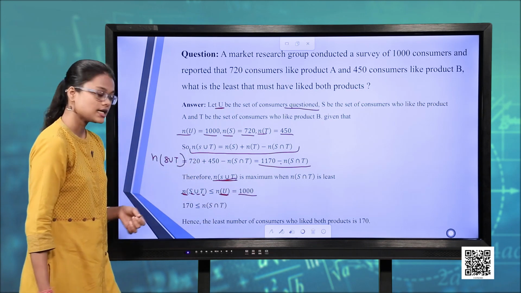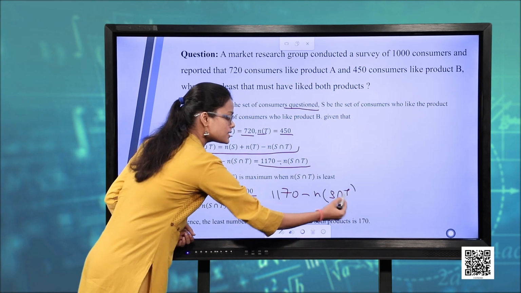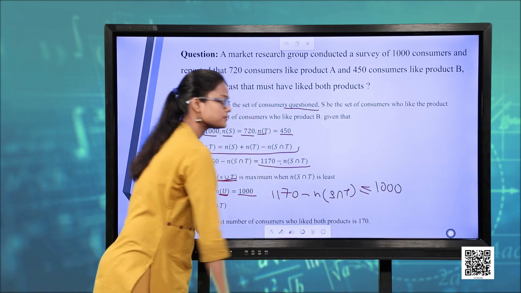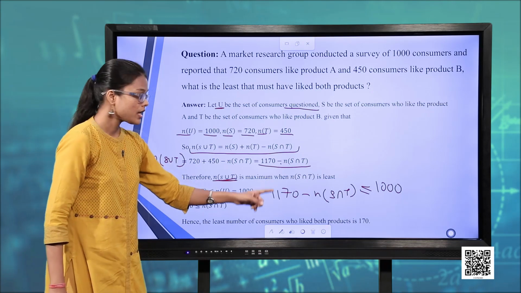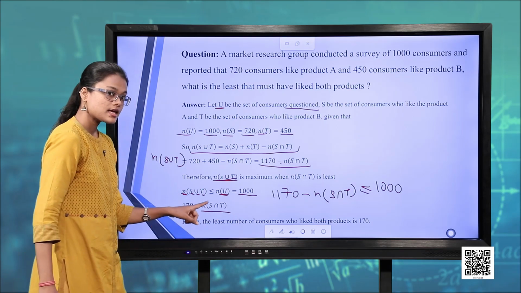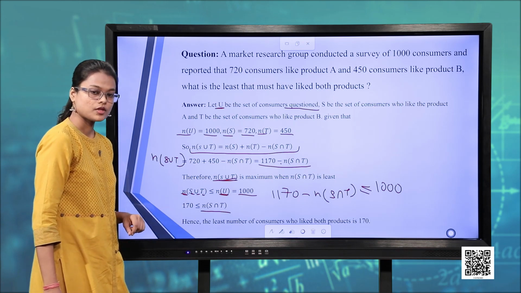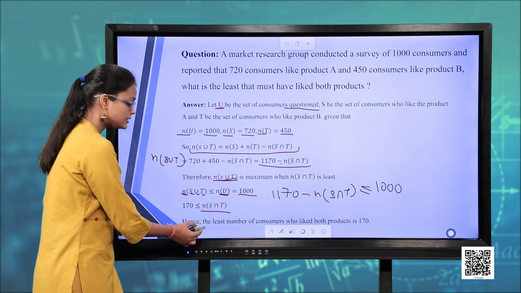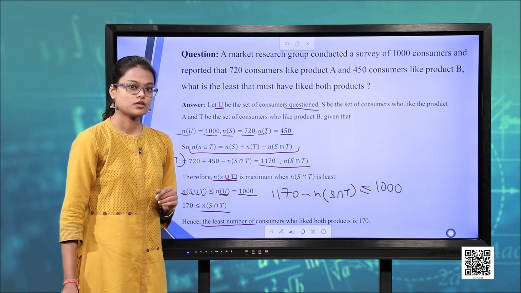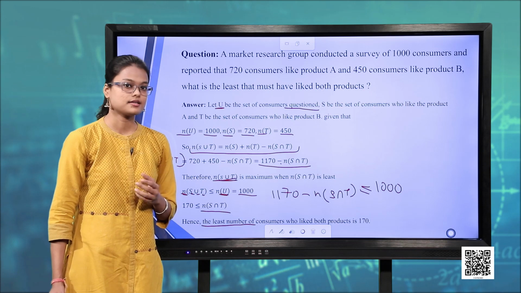Now, what we can see is that this expression will always be less than or equal to 1000. We find this inequality, and on solving it, we may find that the number of elements in S intersection T will always be greater than or equal to 170. What does that mean? That the least number of consumers who like both the products is 170. So, these are some of the practical questions that we have taken on union and intersection.